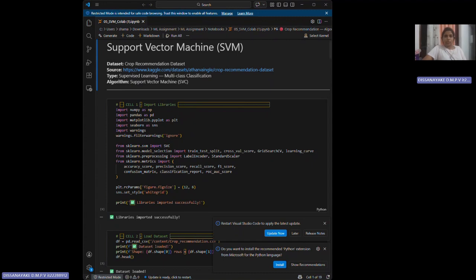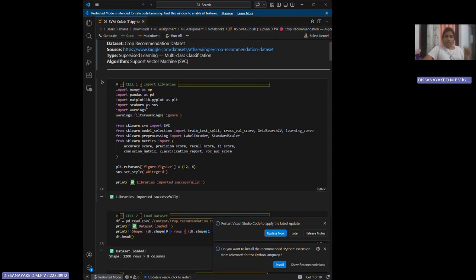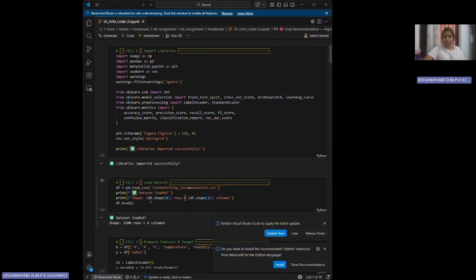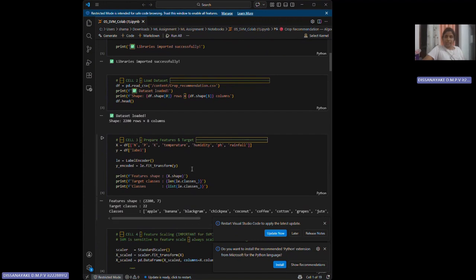Let's dive in. We start by importing all the libraries we need: NumPy, Pandas, Matplotlib, Seaborn, and most importantly, SVC, the support vector classifier. Then we load the crop recommendation dataset from Kaggle. It has 7 input features: nitrogen, phosphorus, potassium, temperature, humidity, pH, and rainfall. The target is the crop label with 22 different crop classes.